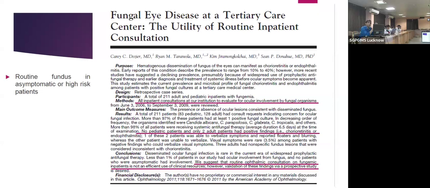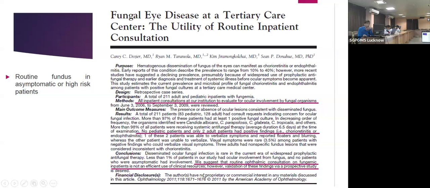So now this culture and all these predictive things are over. Now people started focusing on the fundus itself or any other organ, brain or whatever. This is the study. They studied all the patients with ocular involvement by fungal organisms, and all the patients received fundus examination at bedside or in OPD wherever. No pediatric patient and only two adult patients had a positive finding, that is chorioretinitis or endophthalmitis. Okay, only two patients out of 211. The routine fundus examination was done for the first time in more than 200 patients. Only two patients were found to have the involvement.